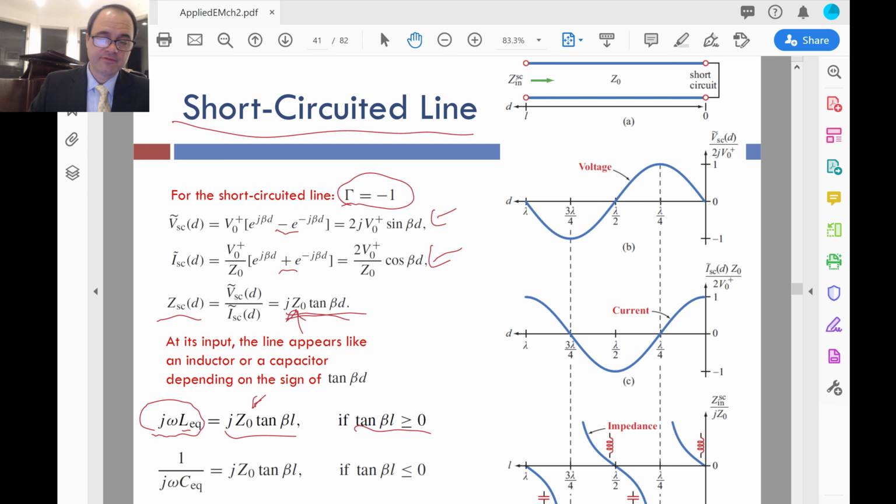If it's not, then rather than acting like an equivalent inductor, the short-circuited line will act more like an equivalent capacitance, because the j is in the denominator. So if tangent beta L is negative, when you take the j up to the numerator, you get a negative out front, and the short-circuited line is acting as if you had a line that ends in a load that is a capacitor.